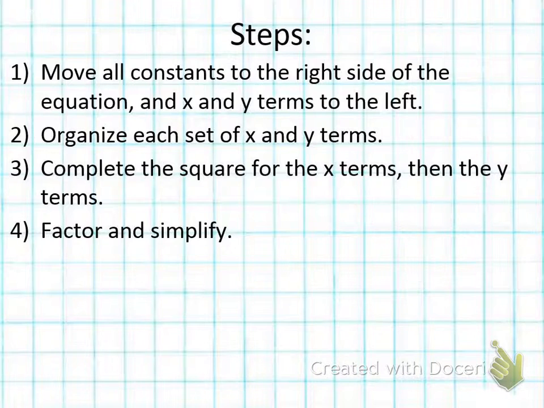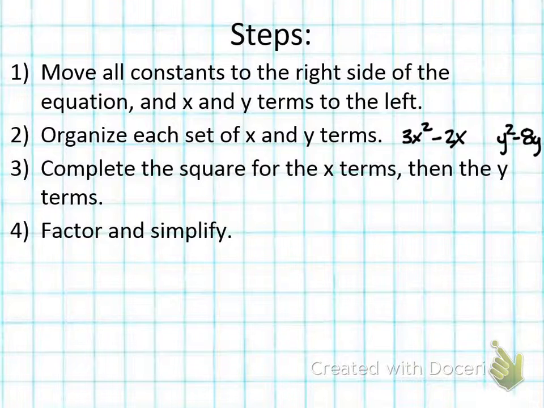Okay, the next thing you'll do is organize each set of x and y terms. So that means you're going to put each set in descending order. So if you have like 3x squared minus 2x, and then you have y squared minus 8y, okay, you would group them together in that way.